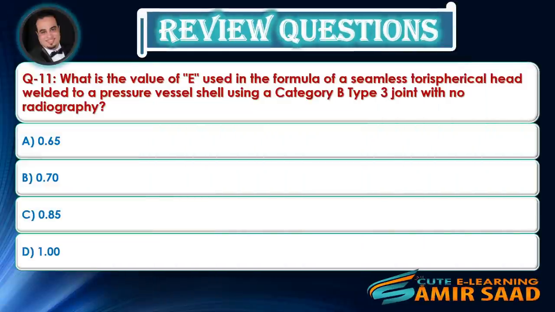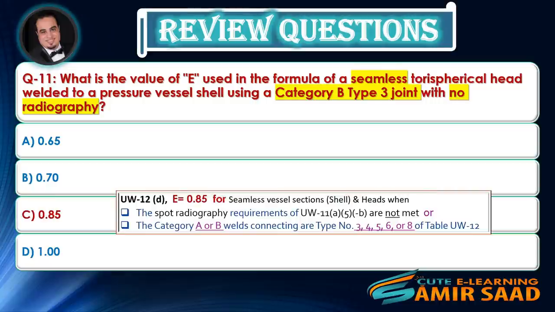Question number 11. What is the value of E used in the formula of a seamless torispherical head welded to a pressure vessel shell using a category B type 3 joint with no radiography? Answer is C.